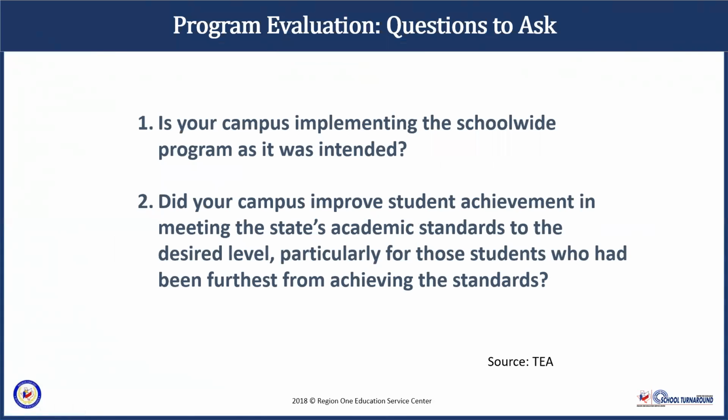Okay, so some other questions. Is your campus implementing the school-wide program as it was intended? Did your campus, and these are big overarching questions, I just want these to be at the forefront of your thinking. Did your campus improve student achievement in meeting those academic standards to the desired level? And you are looking particularly for those students who had been farthest from achieving the standards. So by the same token, do the strategies that we listed out have those students in mind?